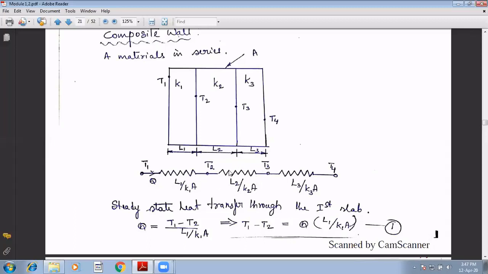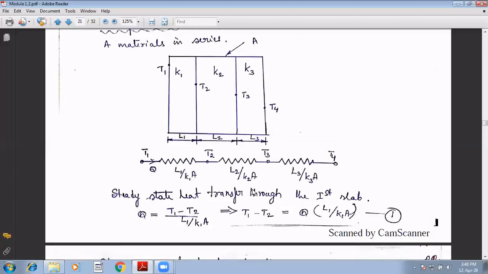conductive resistances in case of a plane slab, where L is the thickness, K is the thermal conductivity and A is the area normal to the direction of heat flow. If nothing is mentioned in the problem, you can assume area to be 1.